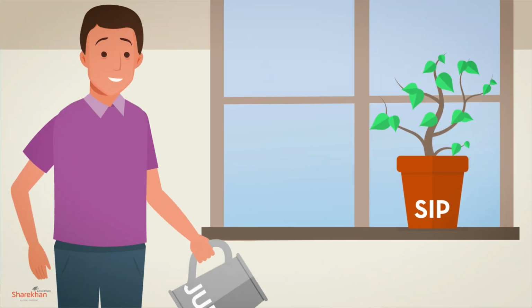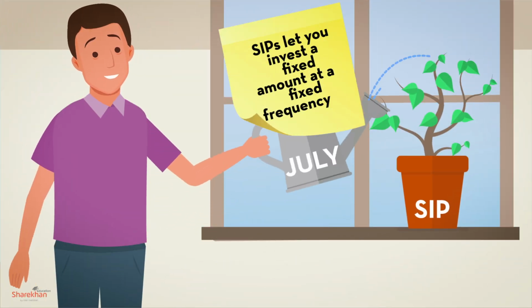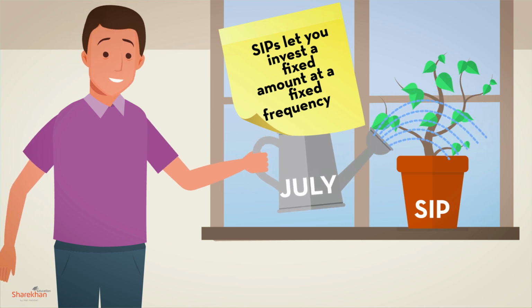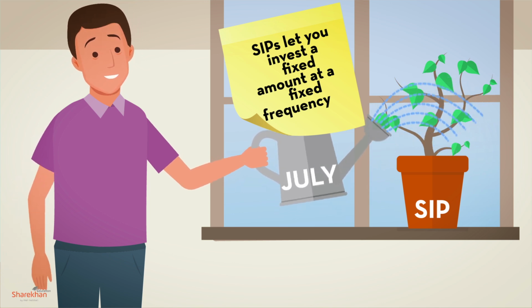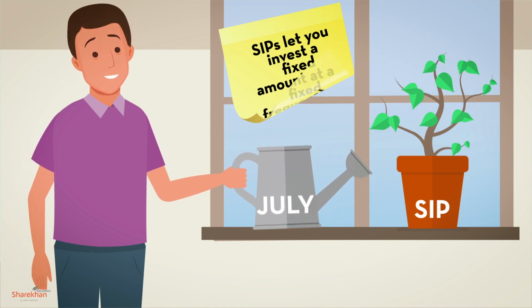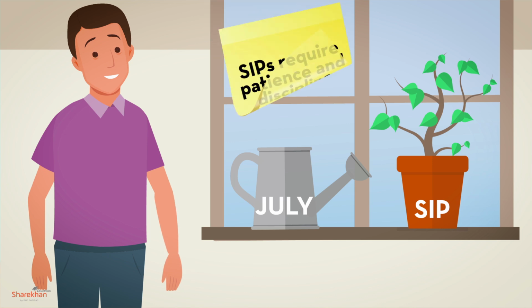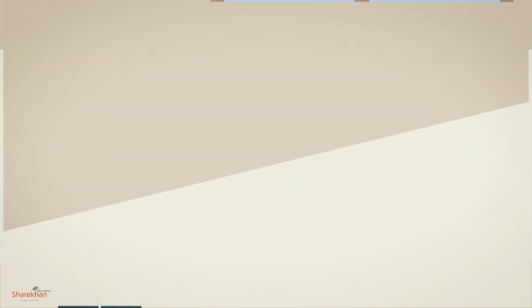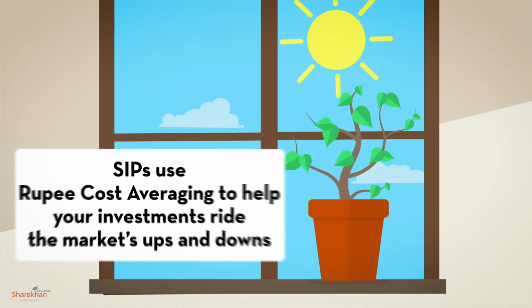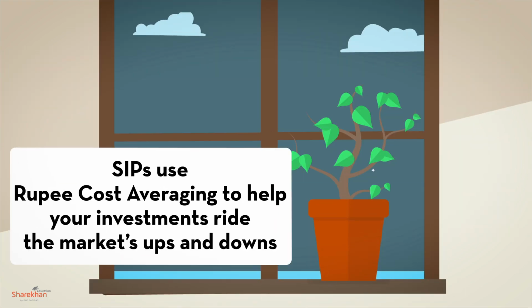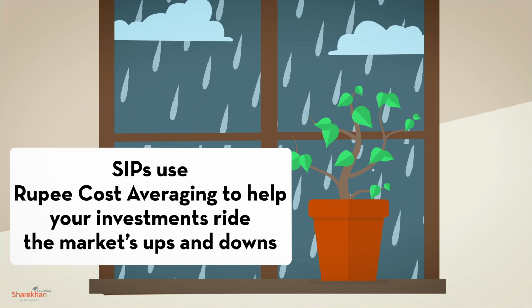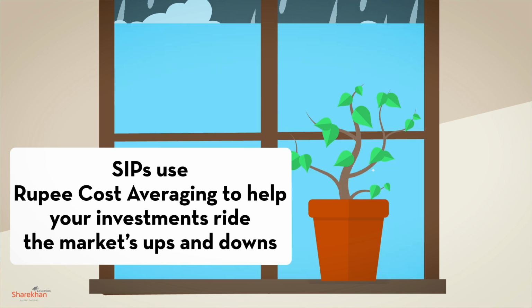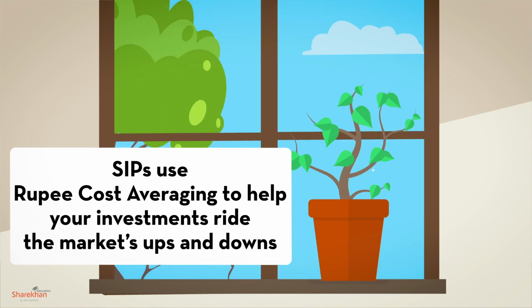Systematic investment plans let you invest a fixed amount of money at a fixed frequency into a fund of your choice. Most people go for monthly plans. When you think SIP, think long-term commitment, because this type of plan needs to be handled with patience and discipline. What's great about SIPs is that they help your investment ride the market's ups and downs over a long-term period by making use of what we call rupee cost averaging.